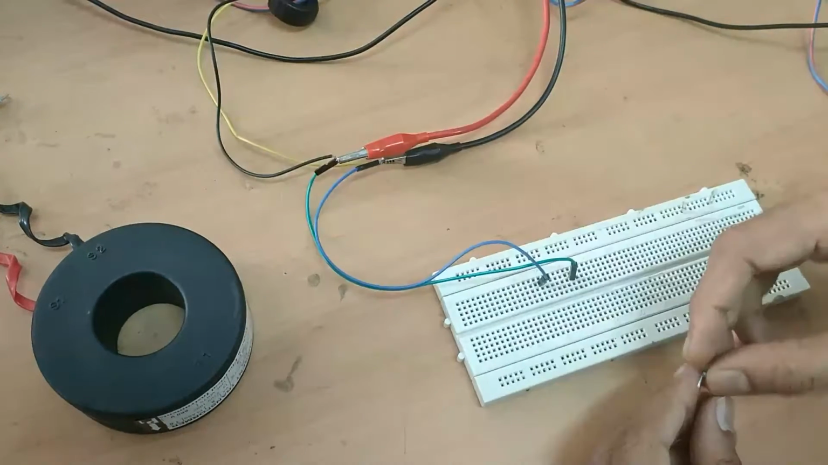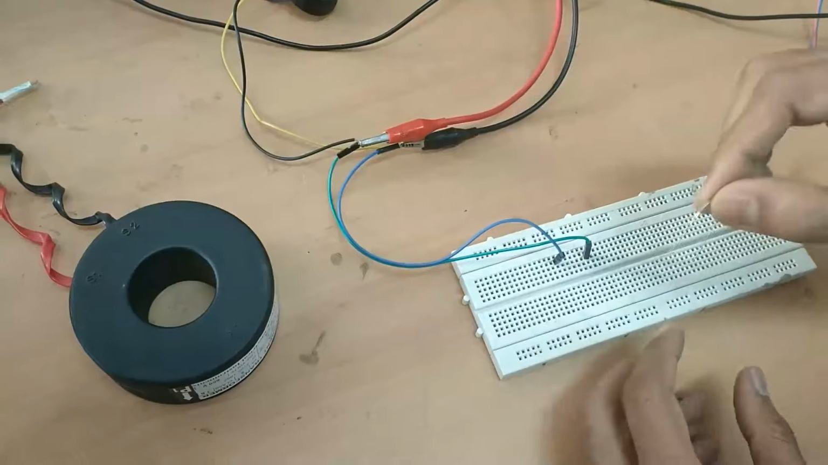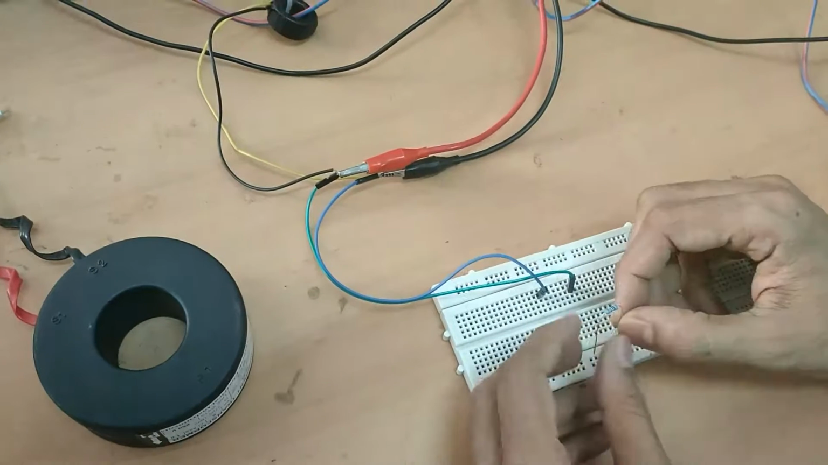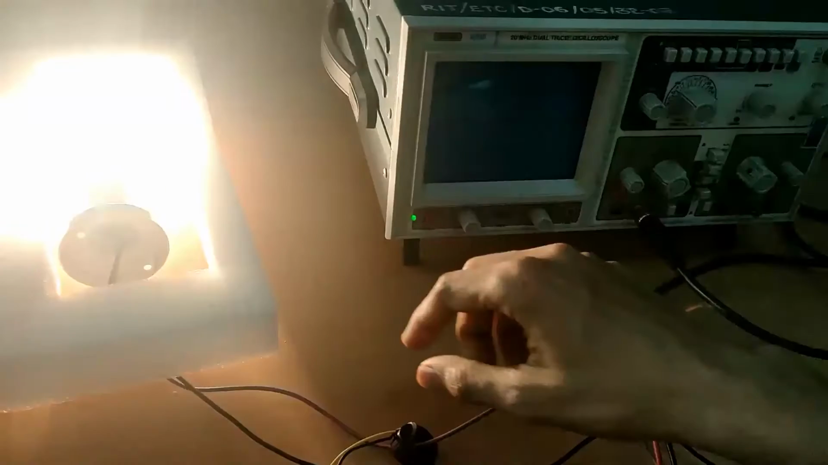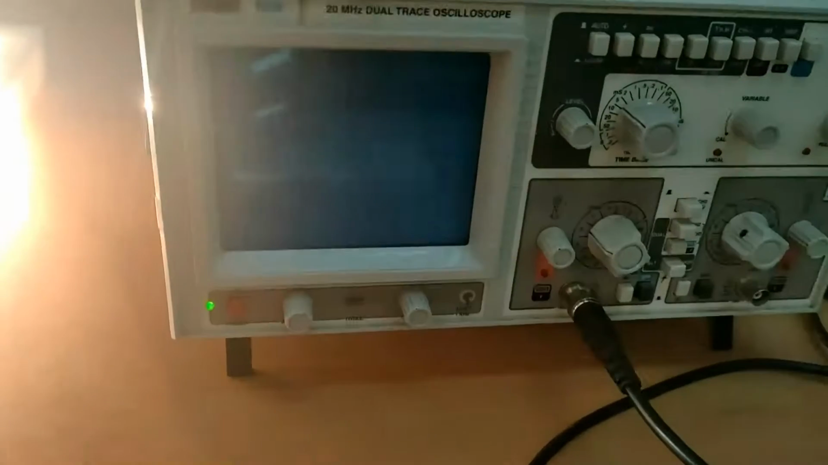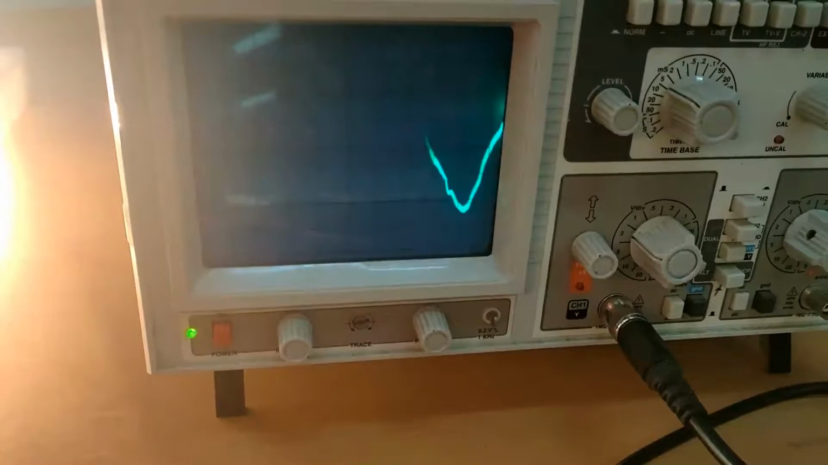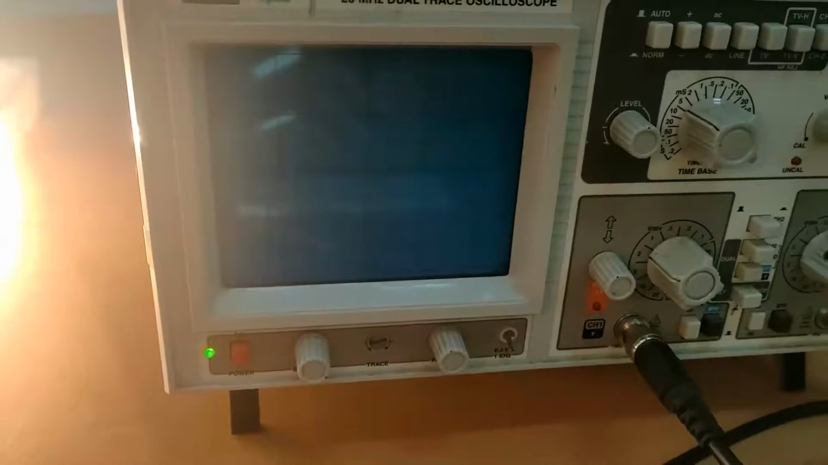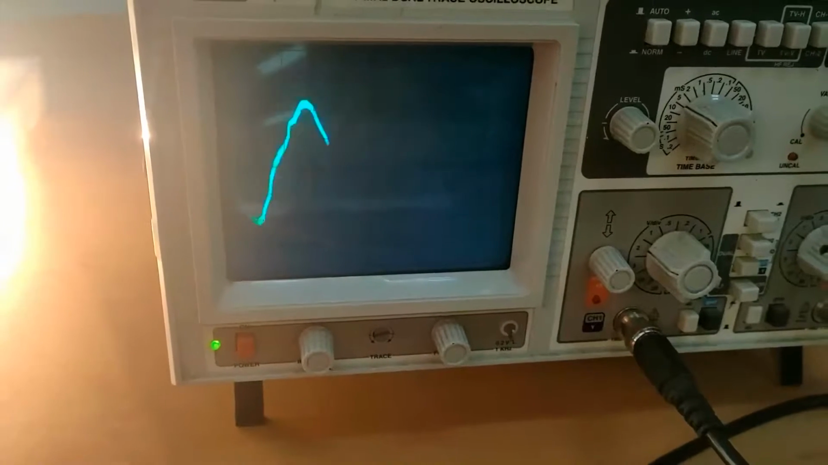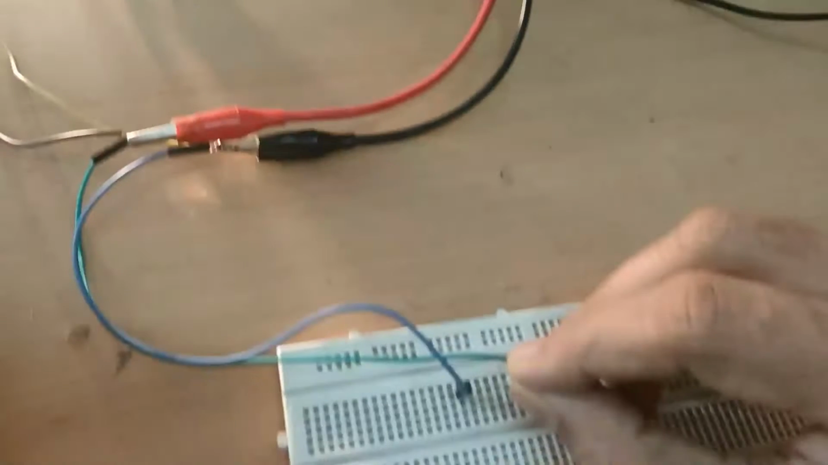The purpose of taking two wires to the breadboard is that I would also like to show the effect of a burden resistor. So let me first of all switch on the load. The 200 watt bulb is switched on, and this is the output. The frequency of this signal is 50 Hz because this bulb is energized using 220 volt AC 50 Hz. Now I will connect a burden resistor across the CT output. You will see that after adding the burden resistor, the amplitude of the voltage is decreased.